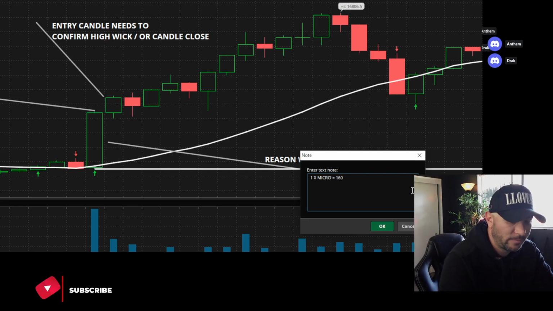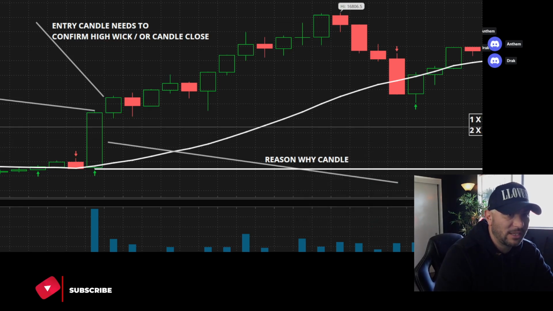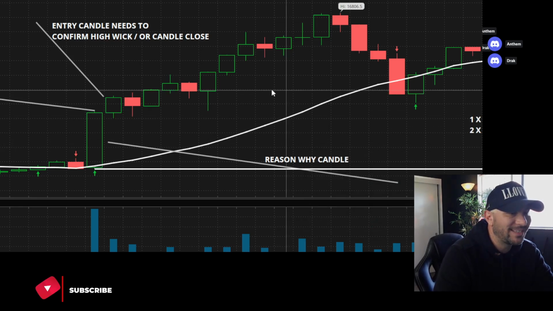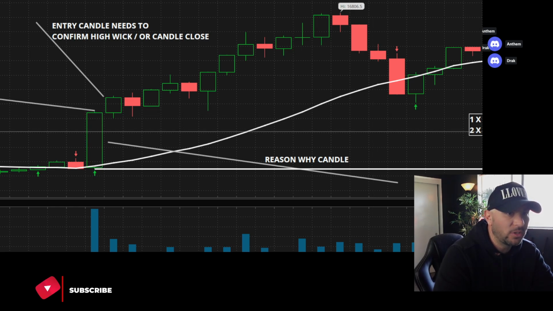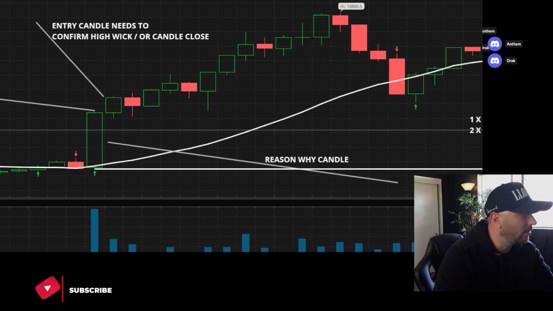Plain and simple. 2 contracts is going to lose double 160. Makes sense? I don't know if you guys can see that. Does that make sense? 1 contract is going to lose $160 on an 80-point stop loss. 2 contracts is going to lose 2x 160, okay? So you're going to lose $320 on 2 contracts.